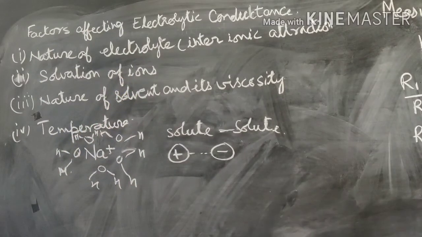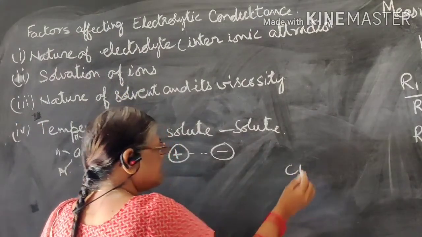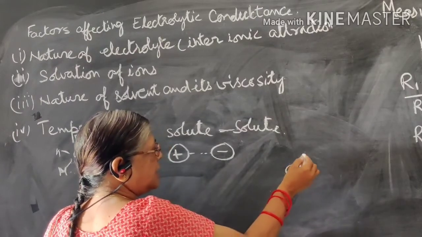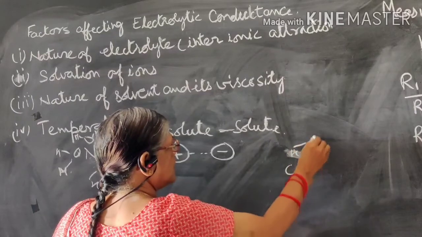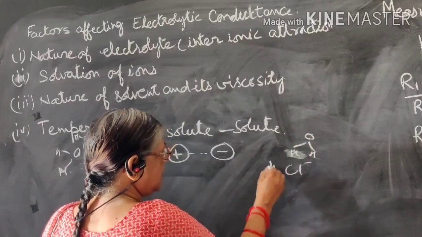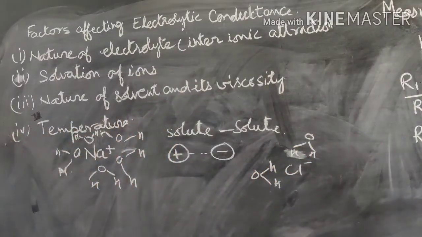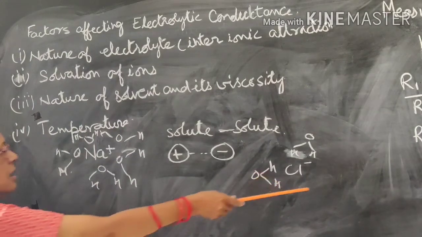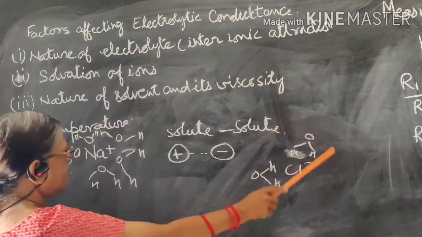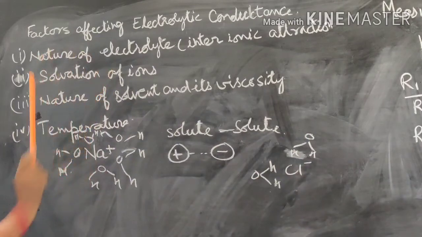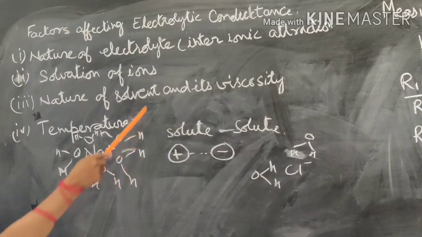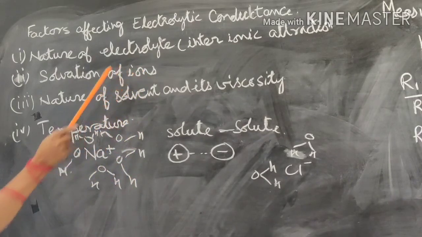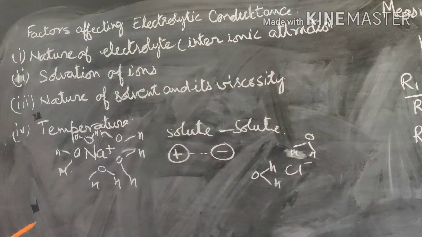We can take the same with the chloride ion. The chloride ion is negatively charged, so again it will be surrounded by water molecules, but here the hydrogen will be towards the chloride ion. So these ions are surrounded by solvent molecules, so it is called the solvation of ion. Due to the solvation of ion, there is a decrease in the electrolytic conductance because these ions will move with the whole cluster.